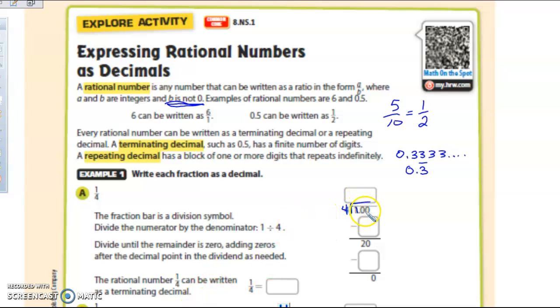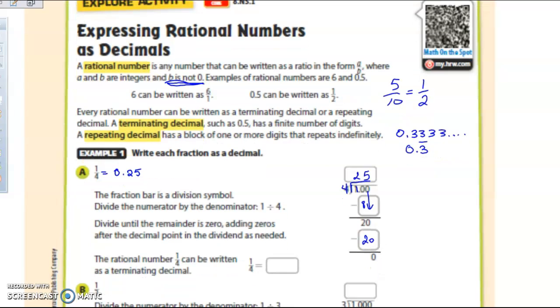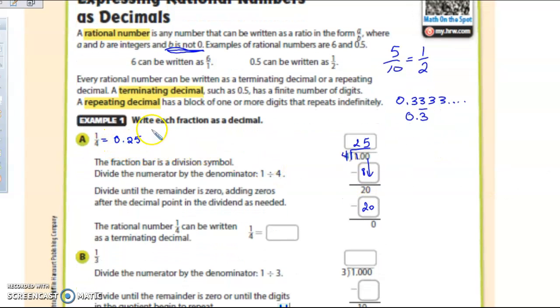4 goes into 10 twice, and that is 8. Subtract that, and I get 2. Bring down the 0, have 20. 4 goes into 20 5 times, and that's 20. Subtract that, I get nothing left. So 1/4 equals 0.25. This is what kind? It says terminating or repeating. This is a terminating decimal, so therefore it is a rational number.